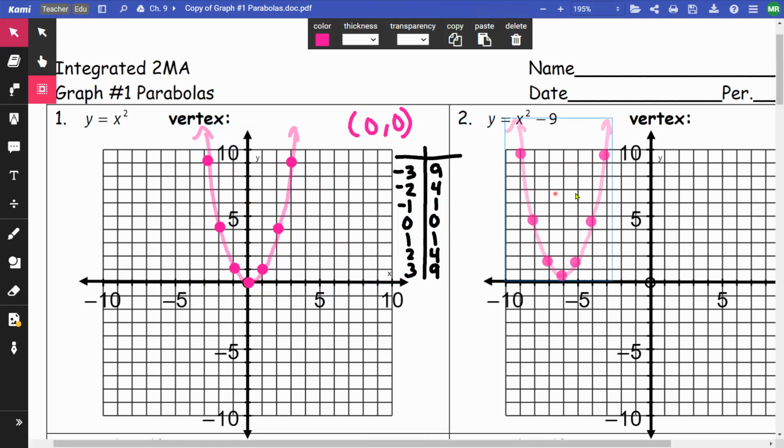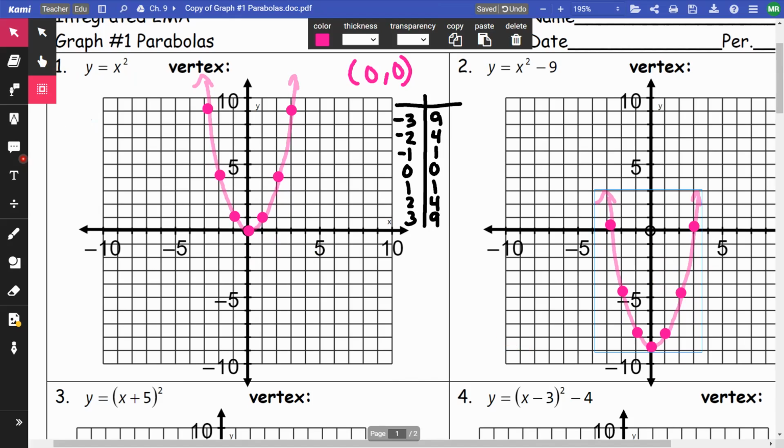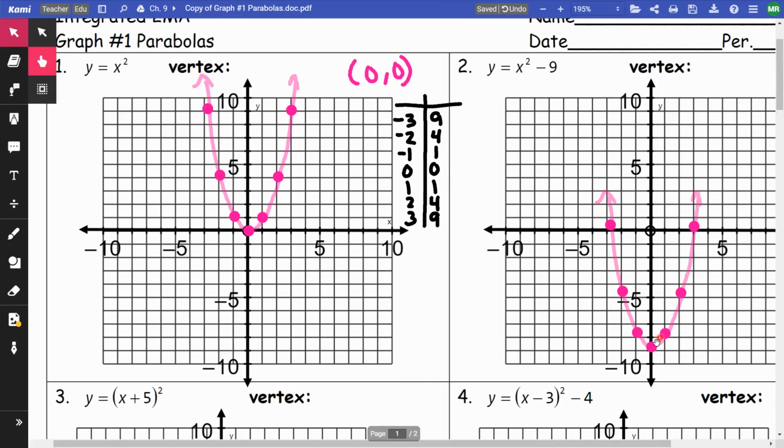I'm going to come over here to x squared minus 9. And what that means is if this is where my parabola would be, where I have 0 squared is 0, and 1 squared is 1, and 2 squared is 4, and 3 squared is 9, the -9 moves this whole graph down 1. I'm sorry, down 9.